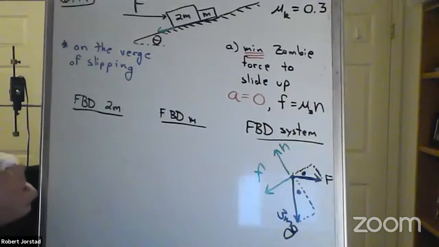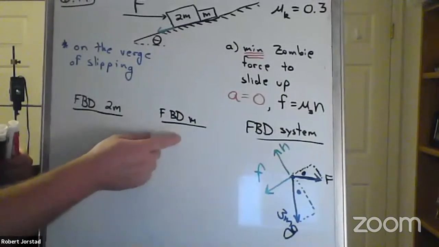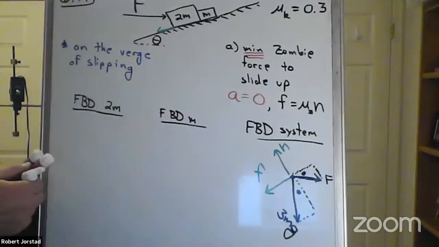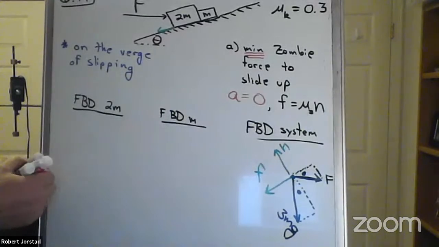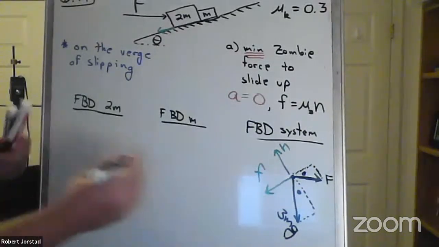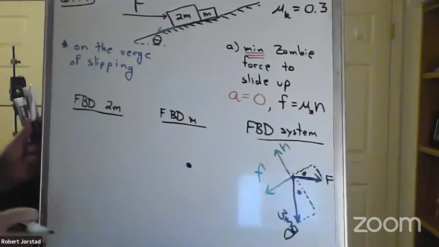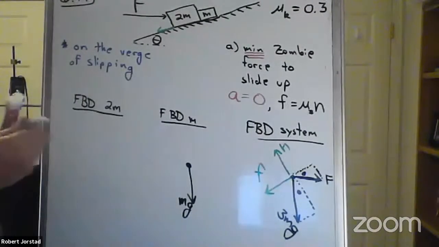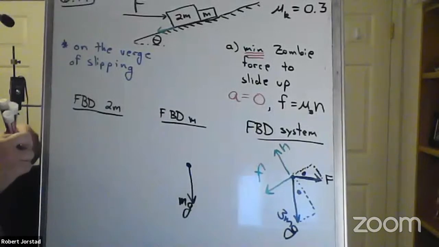Thank you. How about the FBD for M? What's one force acting on M? mg, I got that. We also have the normal force between 2 and M. Which way does that act on M? On M, that will act up the plane.